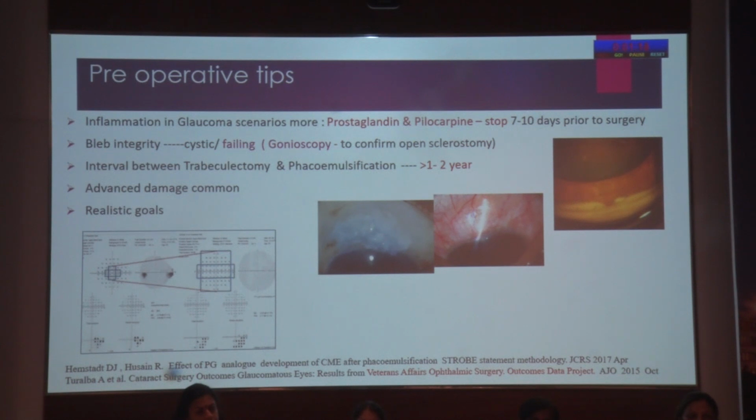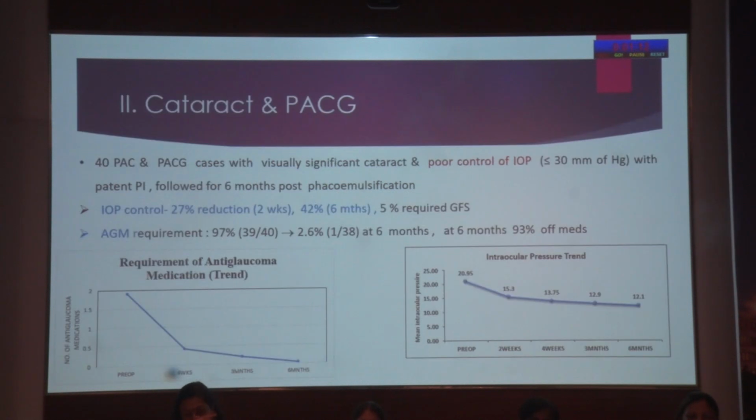Advanced damage is common, so have realistic goals for the patients. When you have cataract and PACG both, IOP control alone may just control the pressure. IOP control with a 27% reduction may happen with lens extraction alone, and the AGM requirement is less. And this was our study, which was concluded more than 2 years ago.